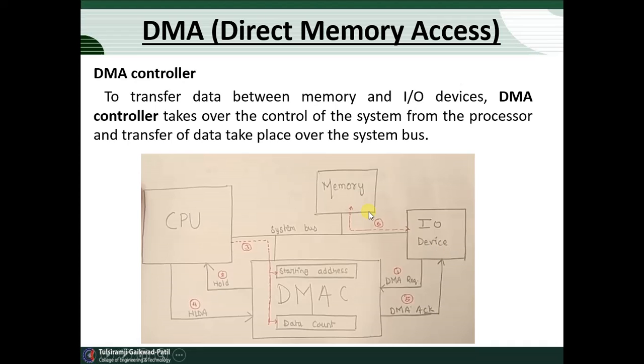Now at the last stage, the sixth stage, the memory and IO devices send the data because the buses are free. So this is related to direct memory access. So thank you.